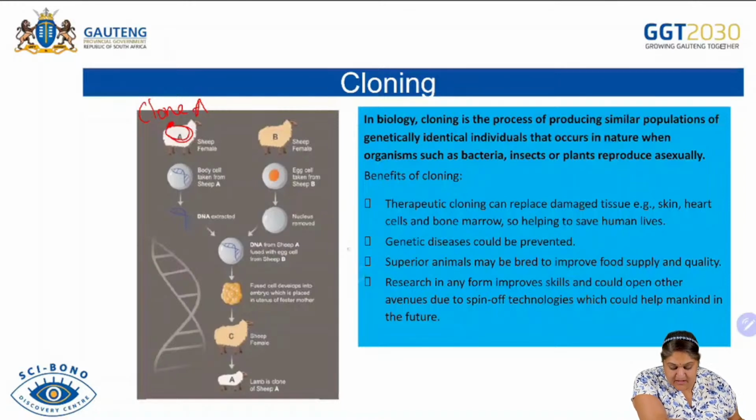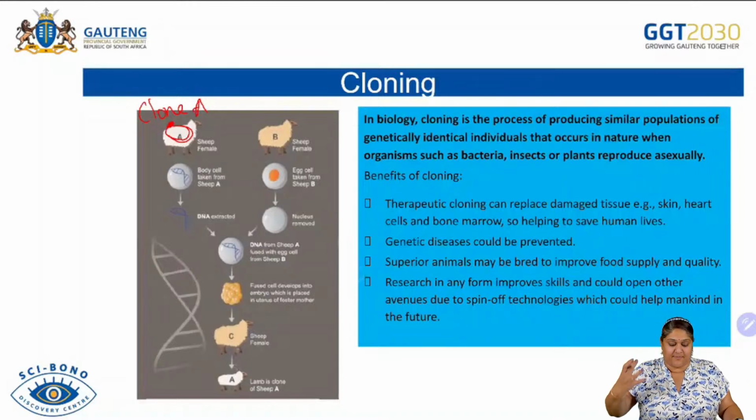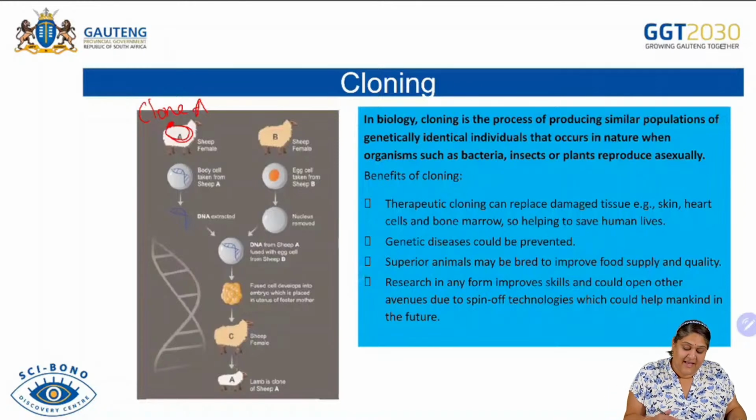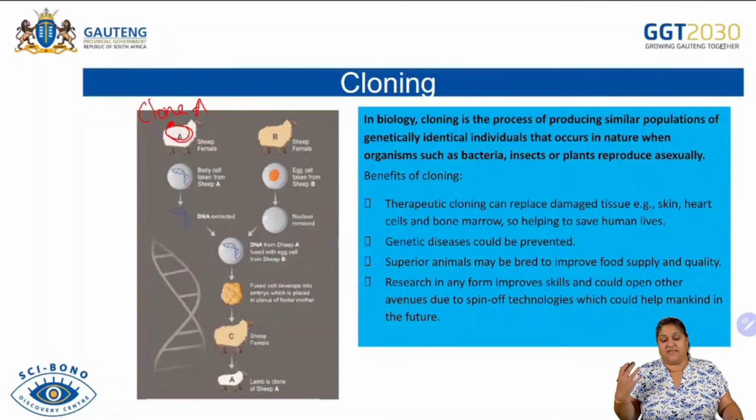sheep C. The fused cell develops into the embryo and then the embryo is placed into the uterus of the foster mother, or they call it a surrogate, which is now sheep C. Then the lamb is a clone of sheep A. Can you see that? That embryo is going to develop and become bigger and bigger and develop into a lamb, and that lamb is going to look exactly like the original lamb, which is lamb A.